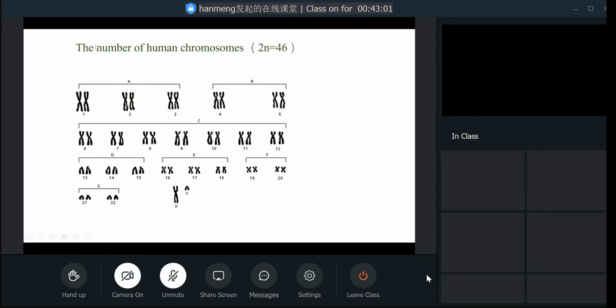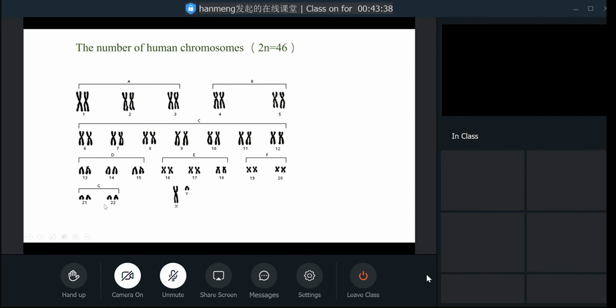So, the number of human chromosomes: we have two chromosome sets in human beings, and each chromosome set has 23 chromosomes. Because we have two chromosome sets, we have 46 chromosomes in human beings. And from this picture, you can see here is XY, maybe the XX chromosome.